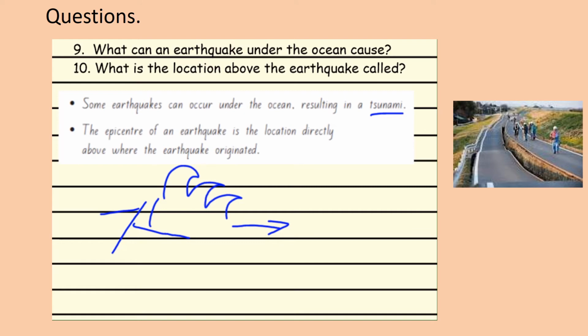So what is the location above the earthquake called? So the epicentre. Where the slip happens, where the earthquake happens, the part right above it on land, that is called the epicentre. A little diagram there to try and help you understand.